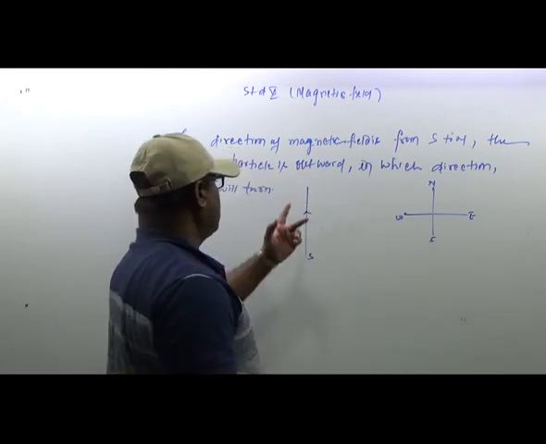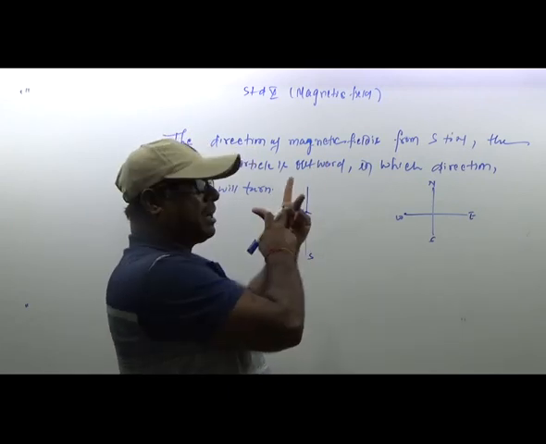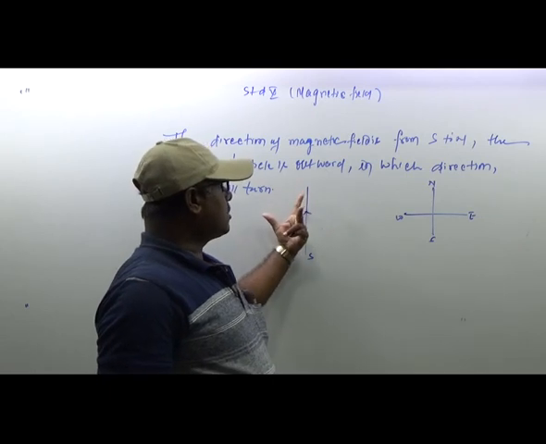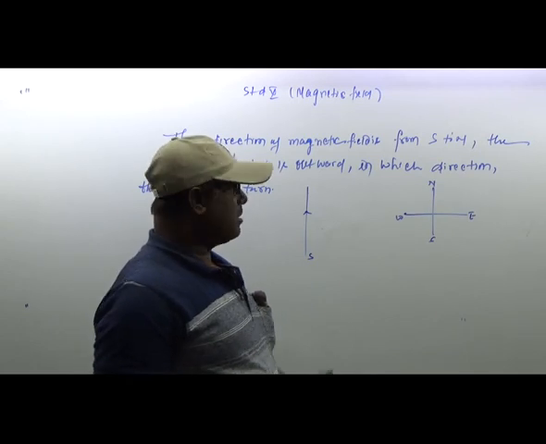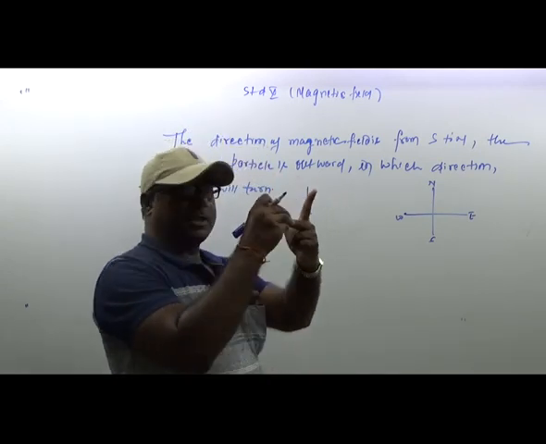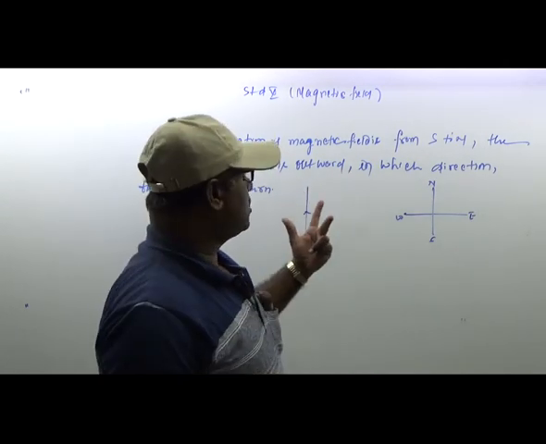ठीक है, ये चीज है ऐसा हमने रखा. This shows what? This shows the direction of magnetic field lines. And the velocity, what does it represent? Velocity. So this turn will show the velocity.